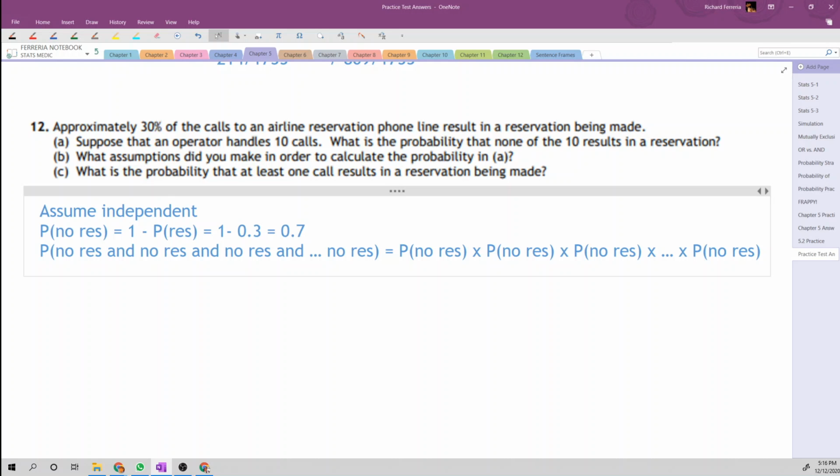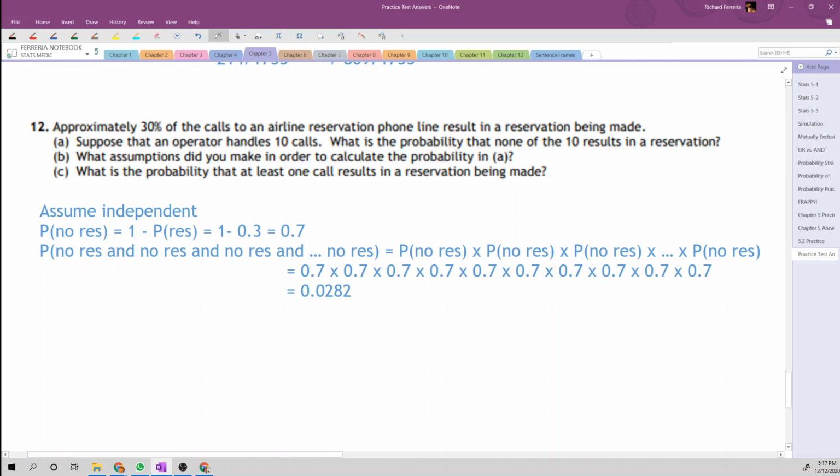or 0.7. So then our probability becomes 0.7 multiplied 10 times together, or if you prefer, 0.7 to the 10th power. And that gives us 0.0282. So if we take 10 calls and 30% of them will result in a reservation, then it's a pretty low probability that we get no reservations in those 10 calls.